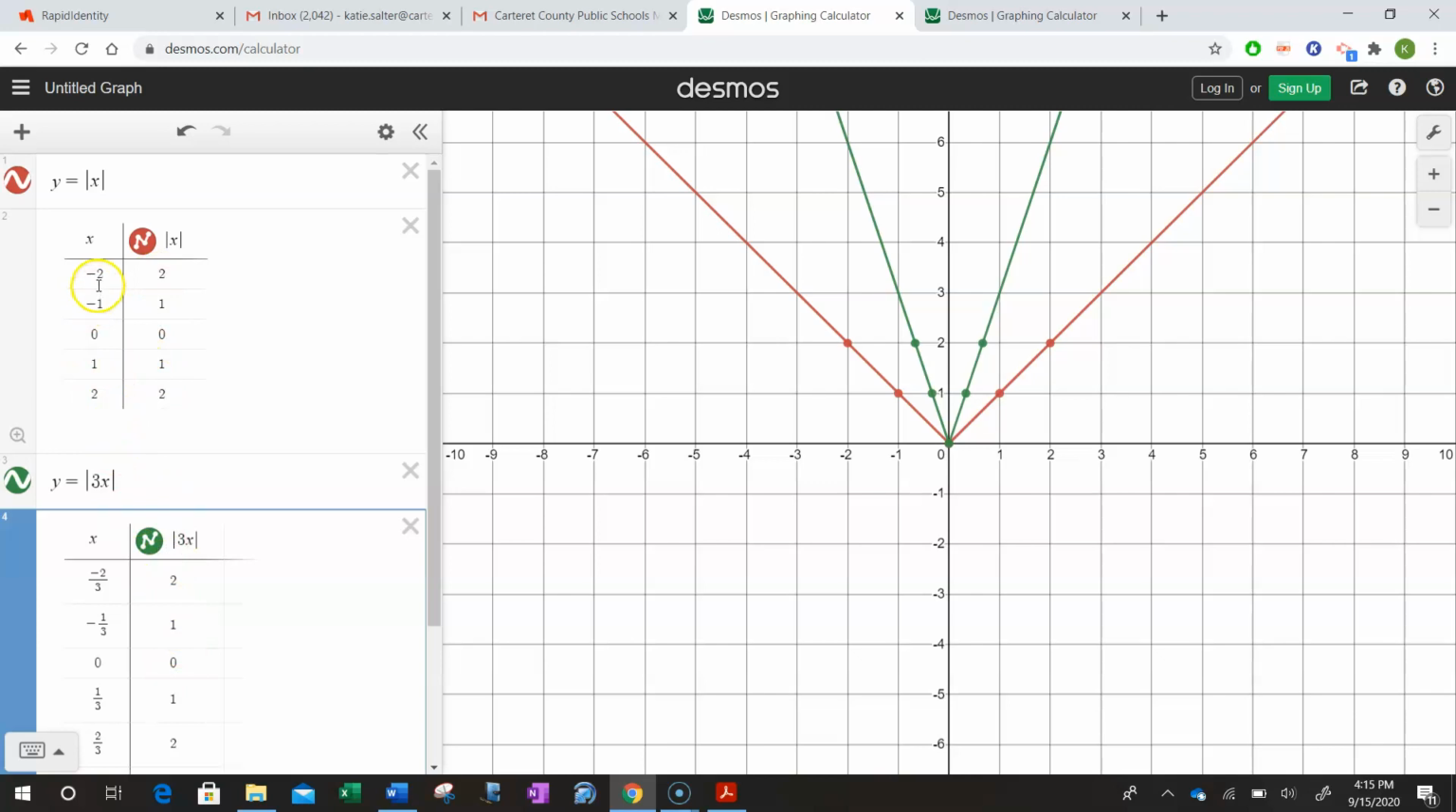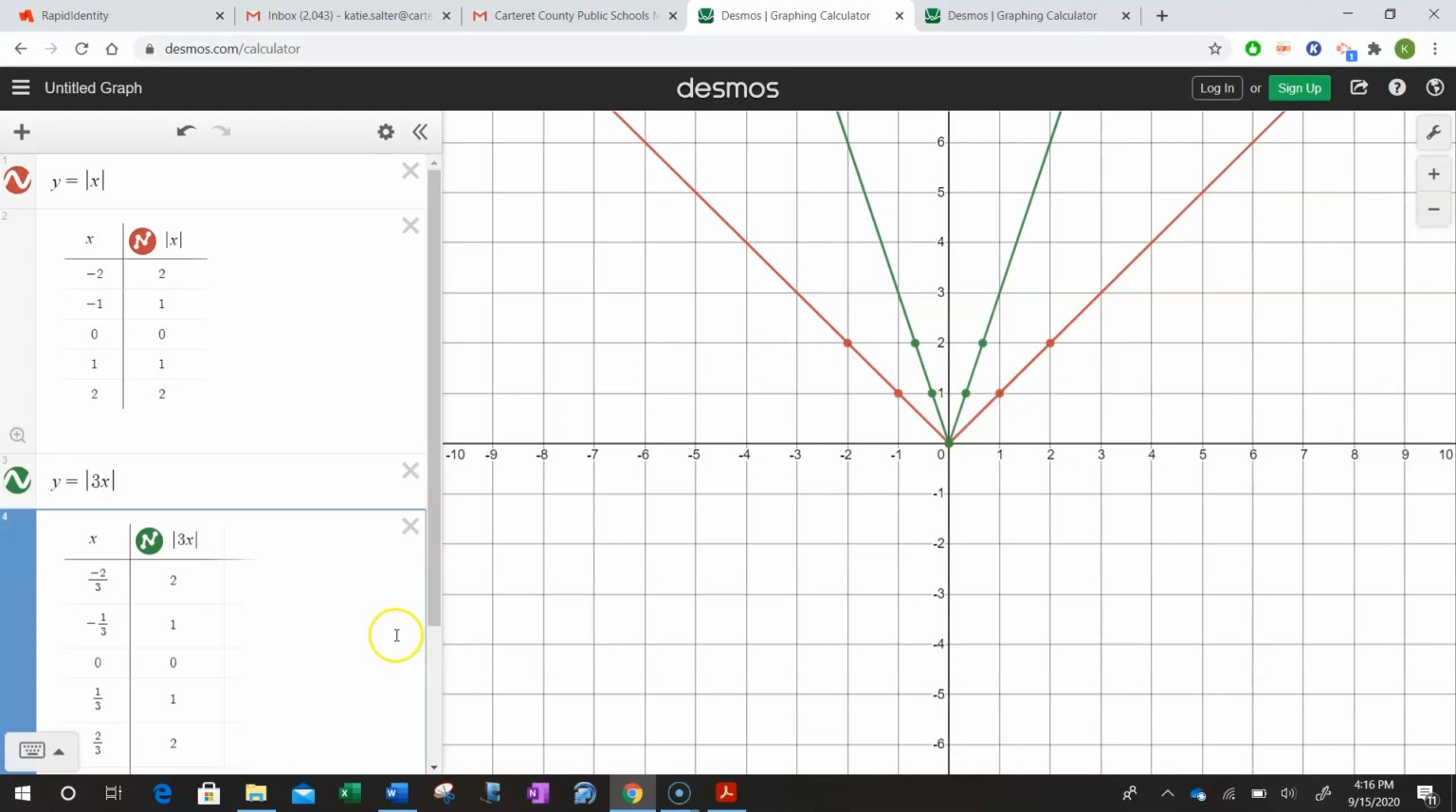But the x values from our parent function to our y equals the absolute value of 3x are all 1/3 of what they were. Also, look at it on the actual graph. Look at how you had the point -2, 2. And now you have the point -2/3, 2. Same height, didn't affect the y value. It's like it took that red graph and pushed it in, compressed it to 1/3 of what it was.